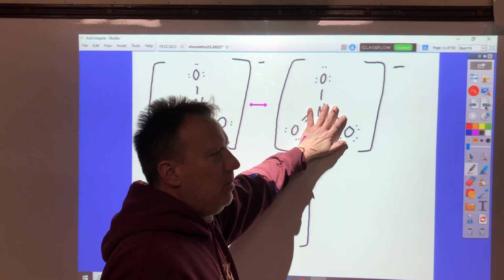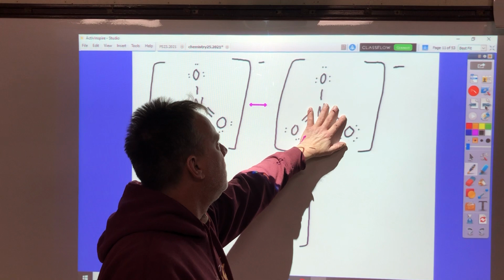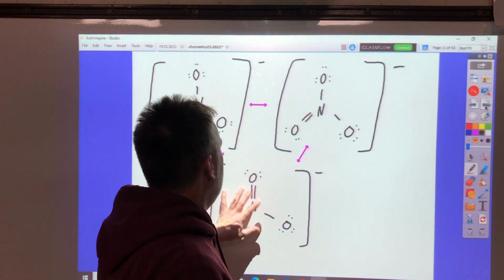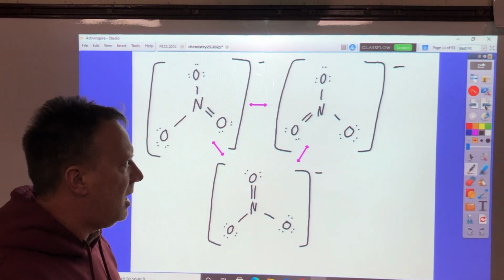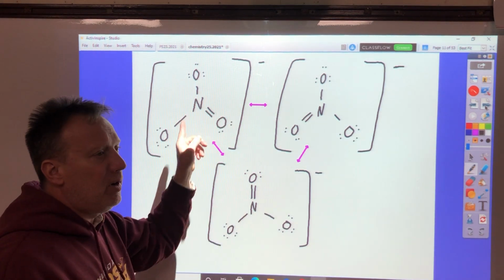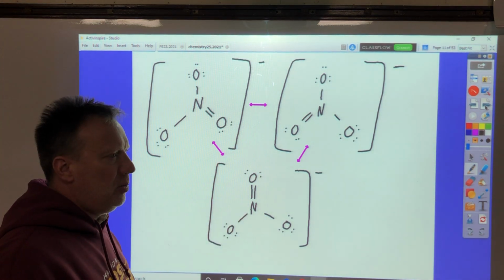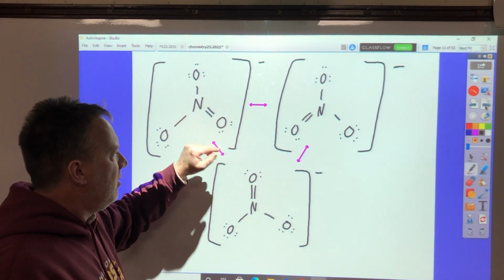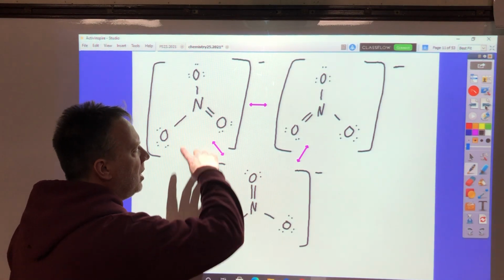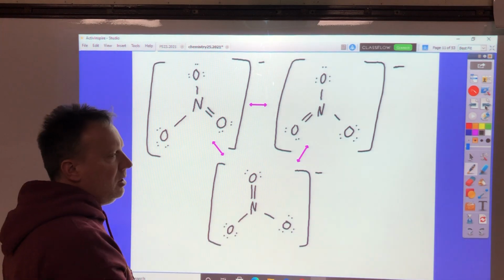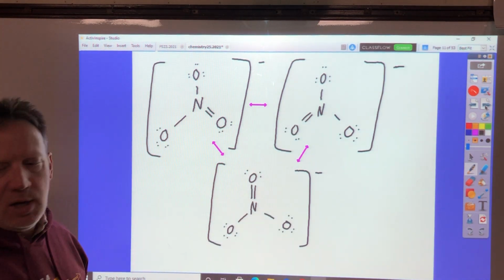And then this is supposed to show what's going on with resonance. So it behaves as if it's some this, some this, some this. Sometimes people like to say it's as if it's changing back and forth very quickly between them. But it's really more like this bond is partly double, this bond is partly double, this bond is partly double, and it acts like it's somewhat all of these at the same time.